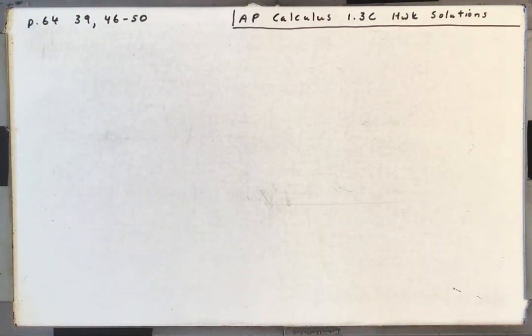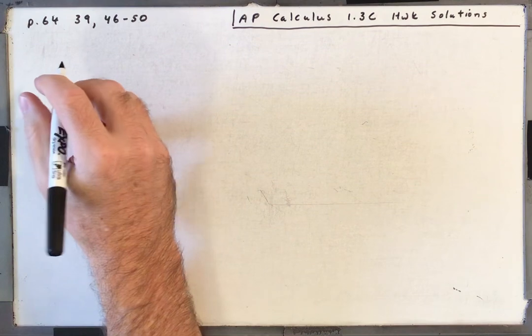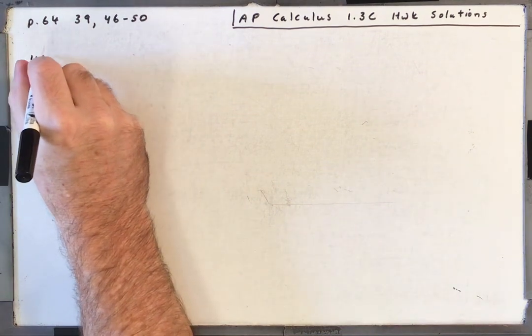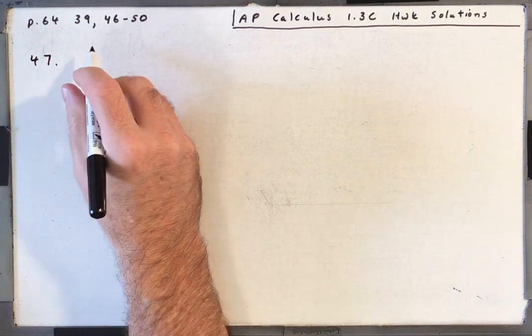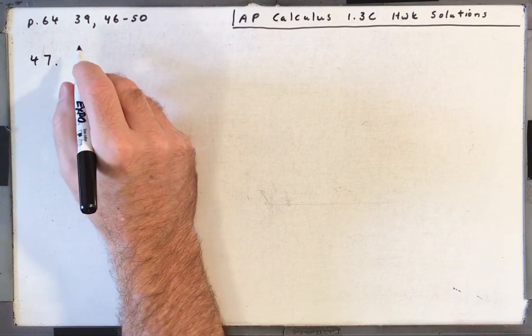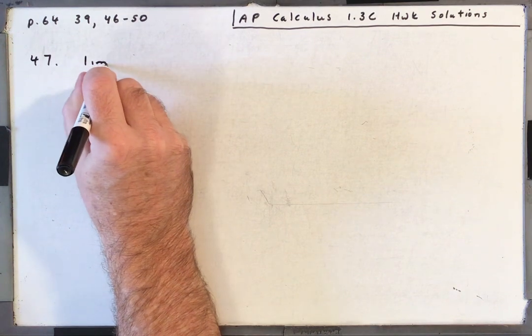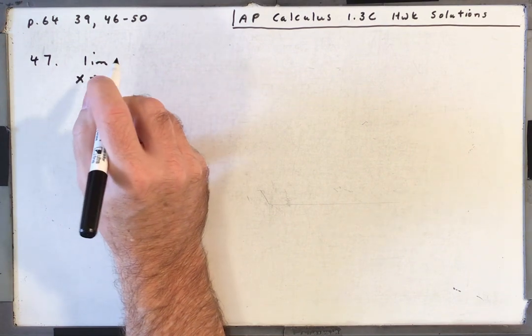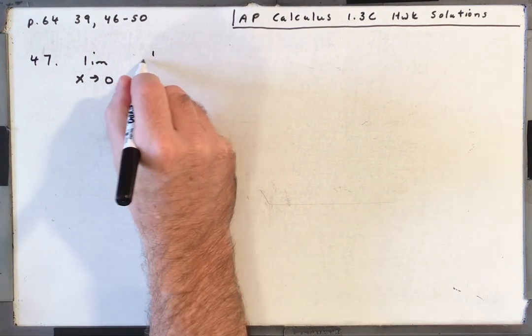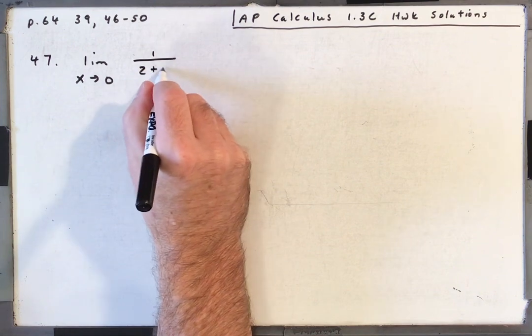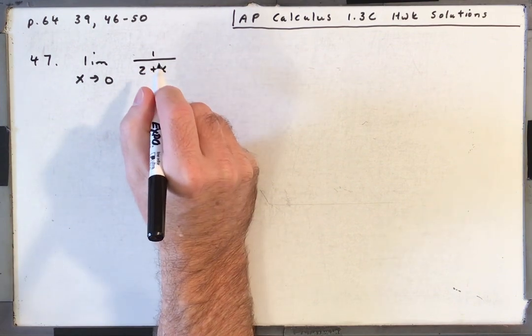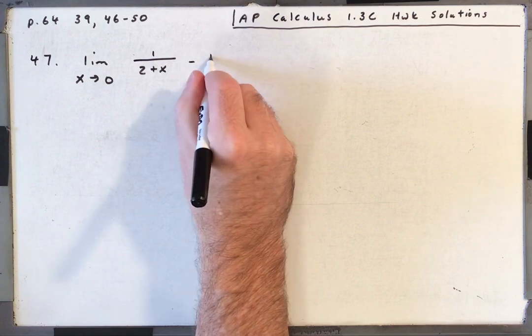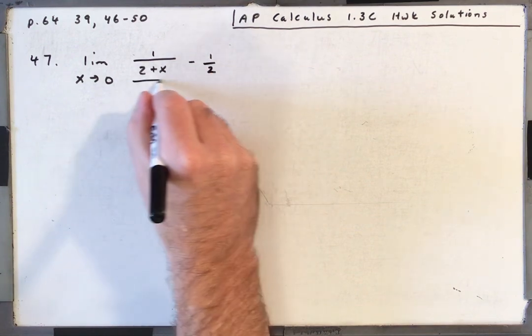47. All right, looks like a similar problem. We got the limit as x approaches almost exactly the same of 1 over 2 plus x minus 1/2 over x. So almost the same as 46.